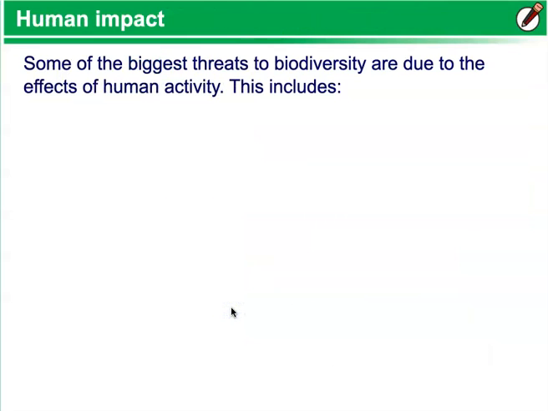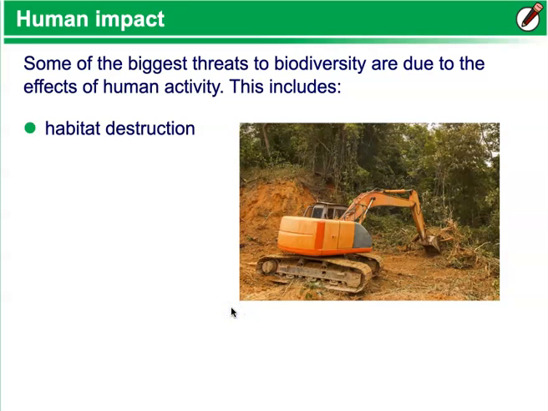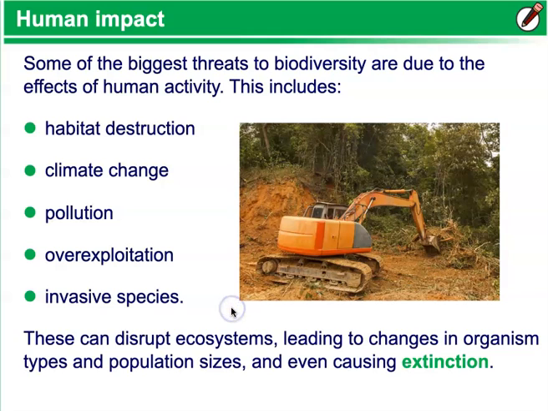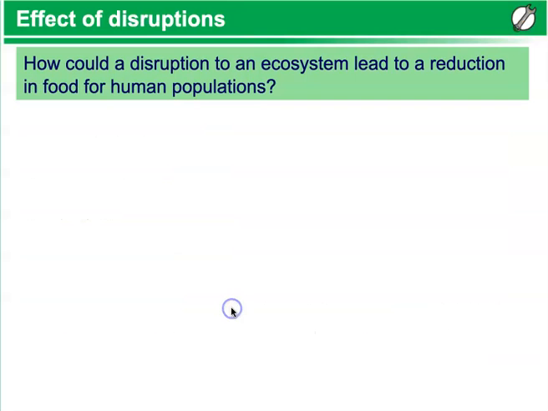Human impact. Some of the biggest threats to biodiversity are due to the effects of human activity. This includes habitat destruction, climate change, pollution, overexploitation, invasive species. These can disrupt ecosystems, leading to changes in organism types and population sizes, and even causing extinction.